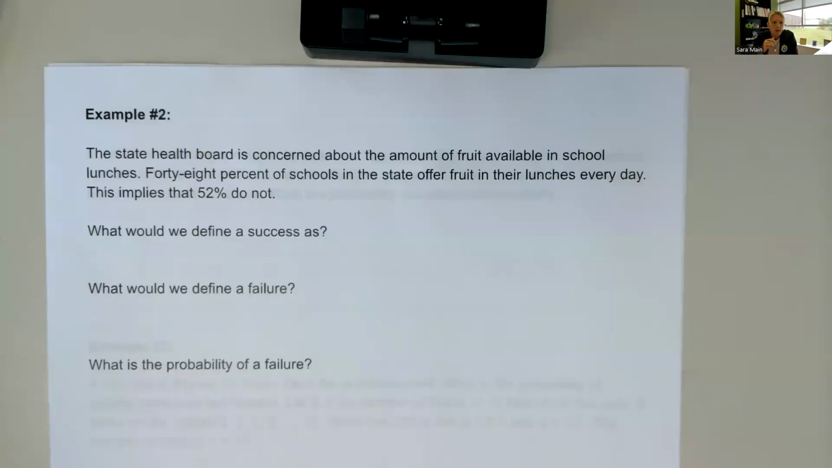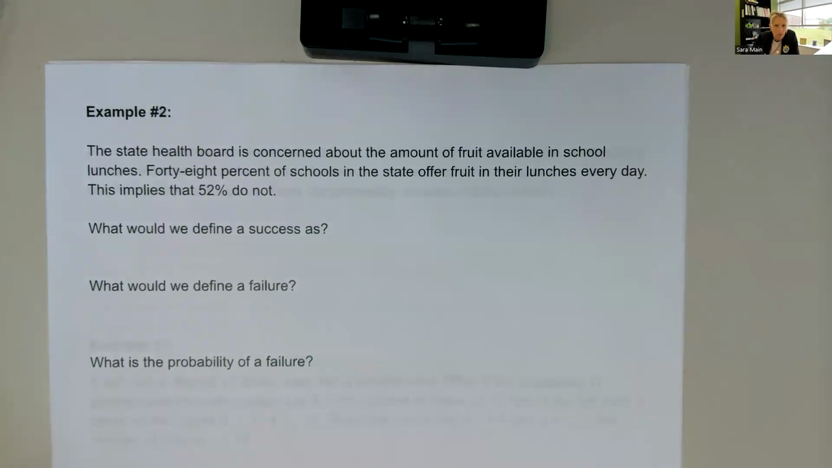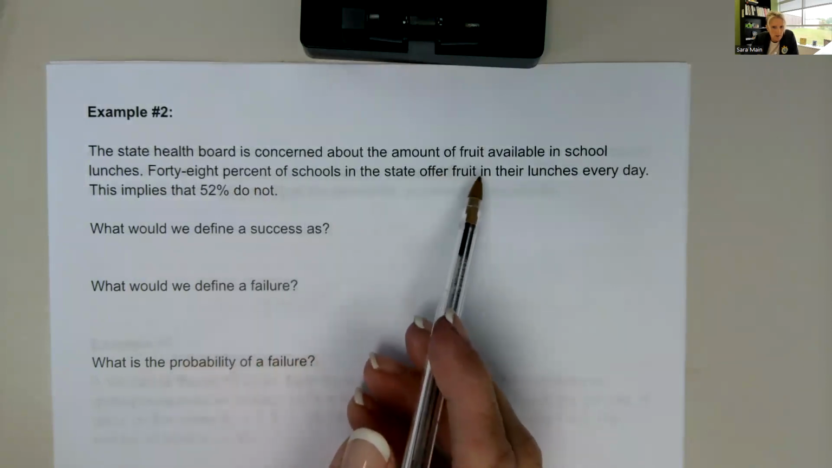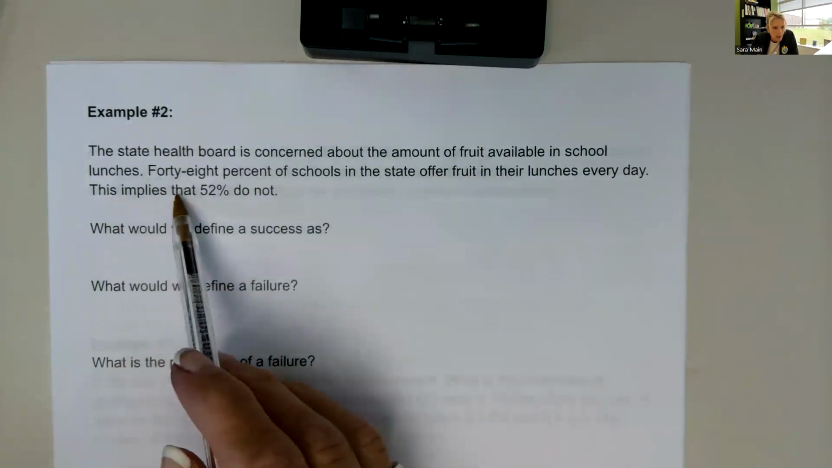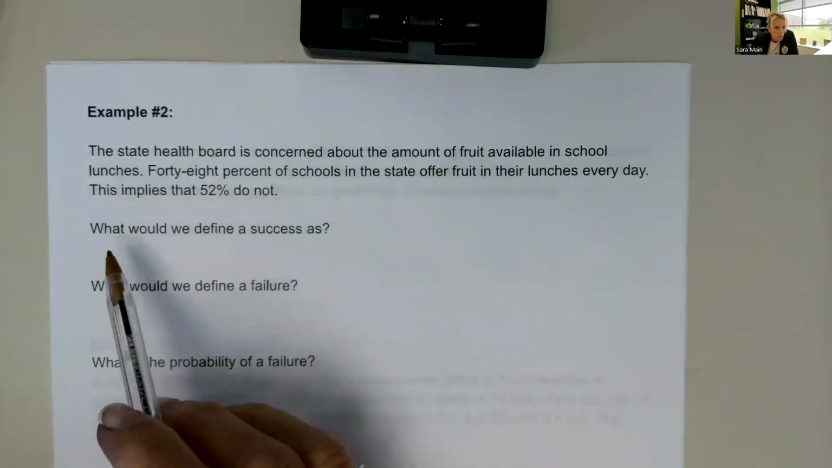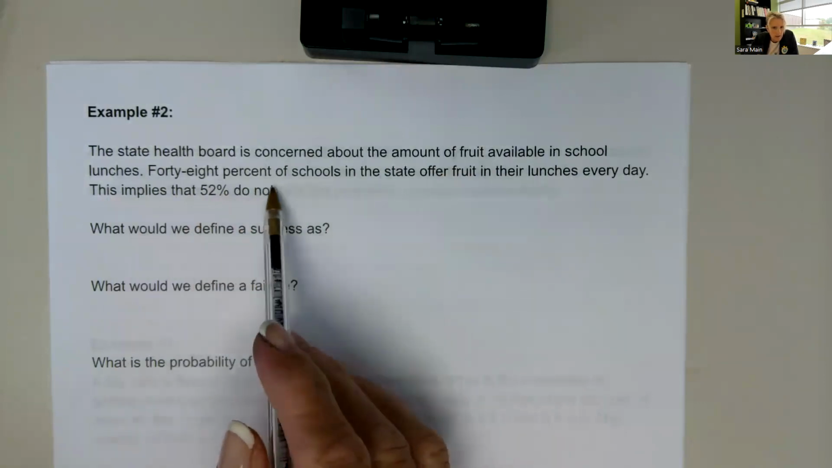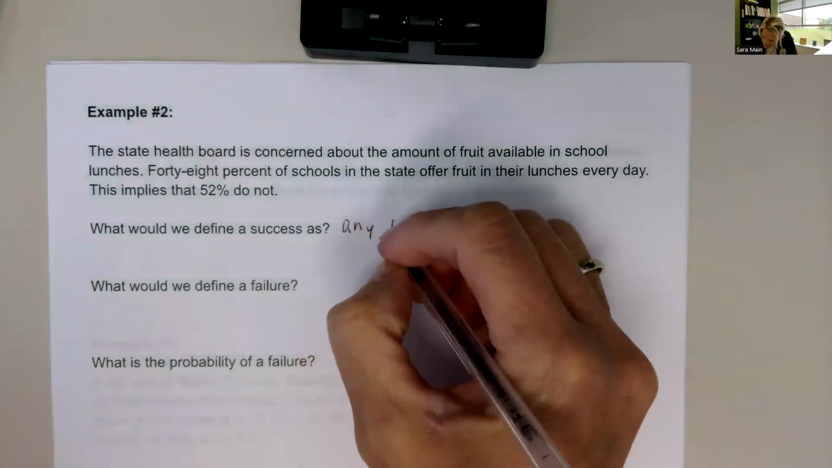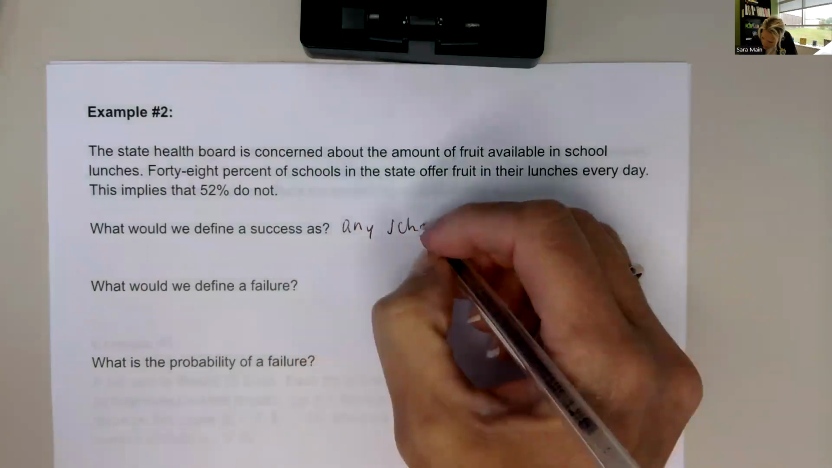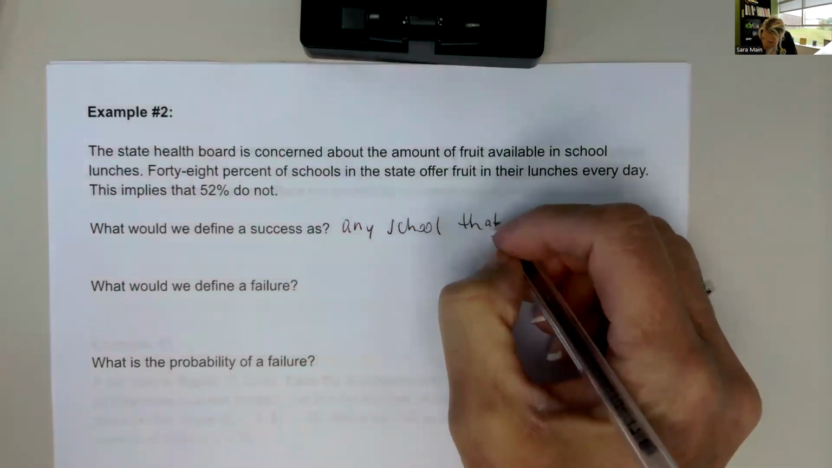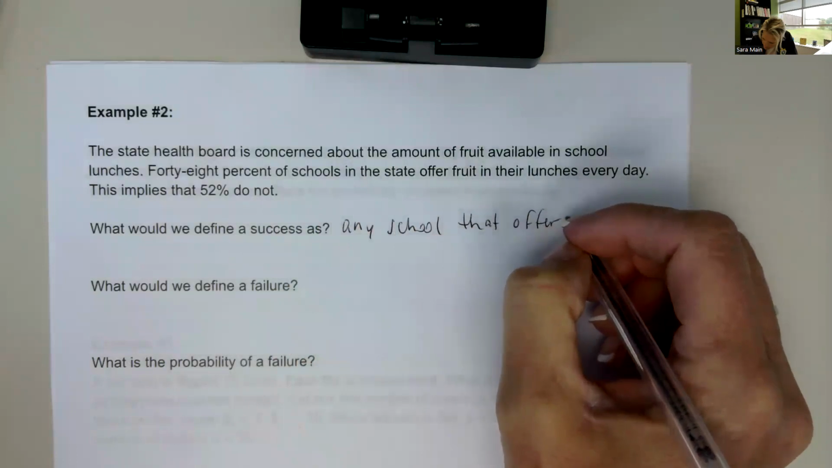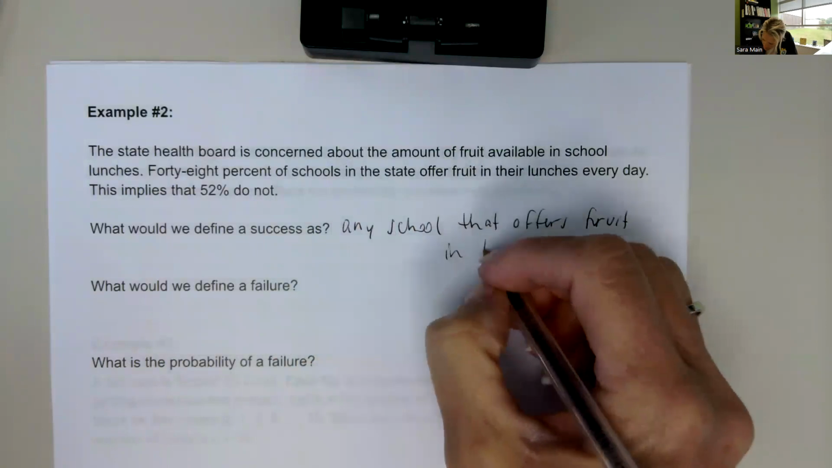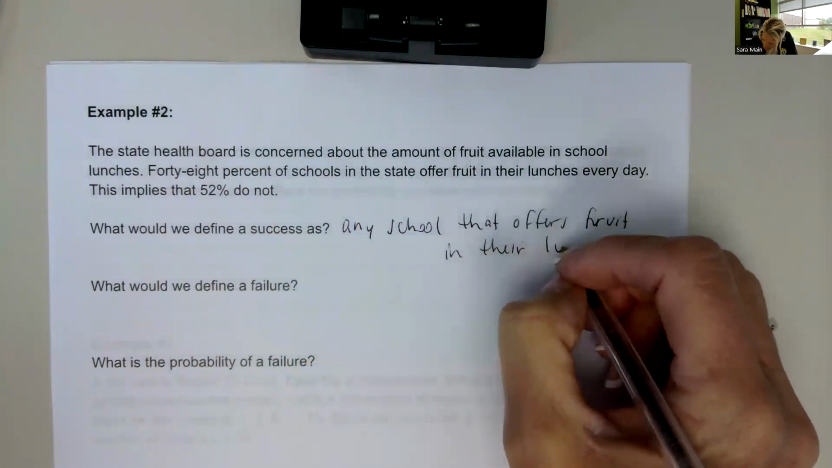Example 2. The State Health Board is concerned about the amount of fruit available in school lunches. 48% of schools in the state offer fruit in their lunches every day. This implies that 52% do not. What would we define as success? Success would be any school that offers fruit in their lunches.